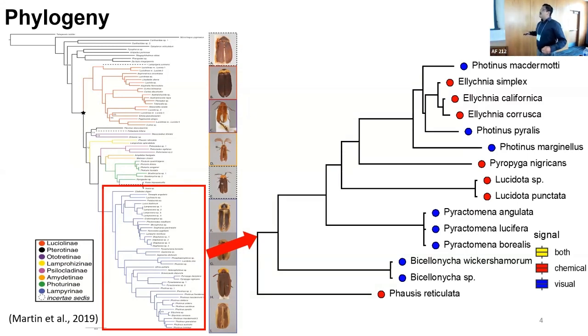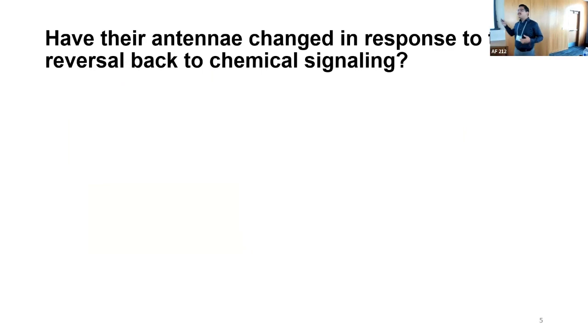A question that we asked was, if there's this reversal to chemical signaling, is there also going to be a difference in the morphology of the antenna in these fireflies? Because you would think that they're performing a different function, so they might need to use different tools or different machinery to be able to perform this.